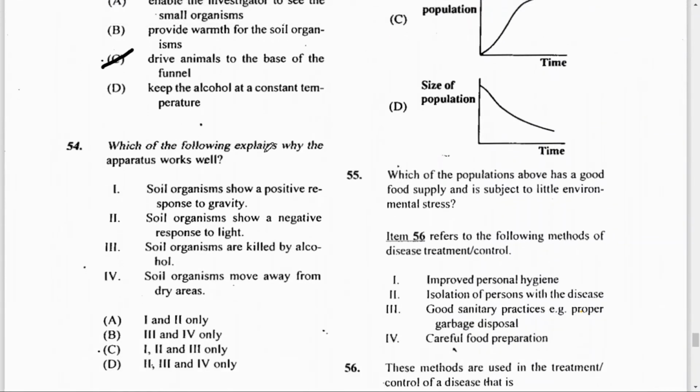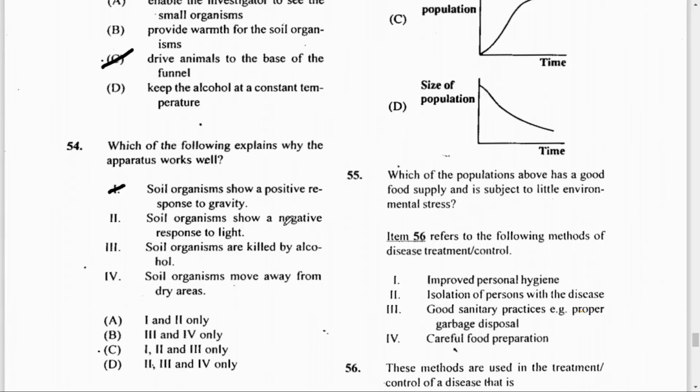Number 54. Which of the following explains why the apparatus works well? Soil organisms show a positive response to gravity. That's true. Soil organisms show a negative response to light. That's also true. That's why they're moving away from the light. Soil organisms are killed by alcohol. That's also true.